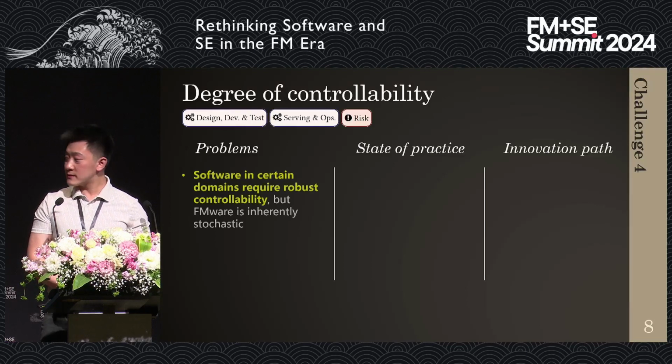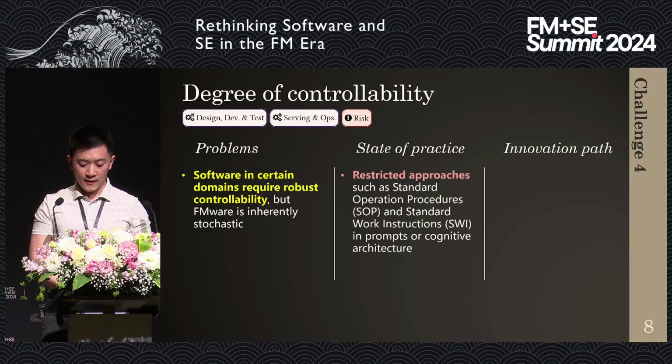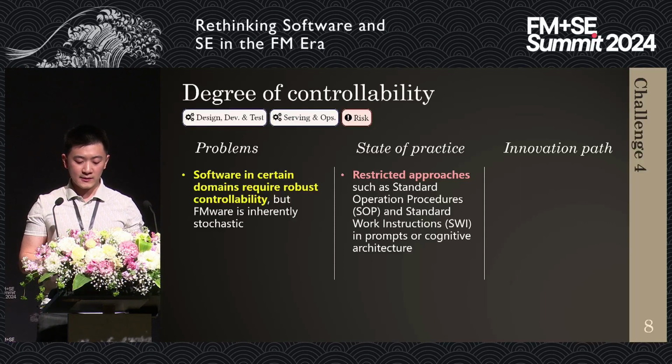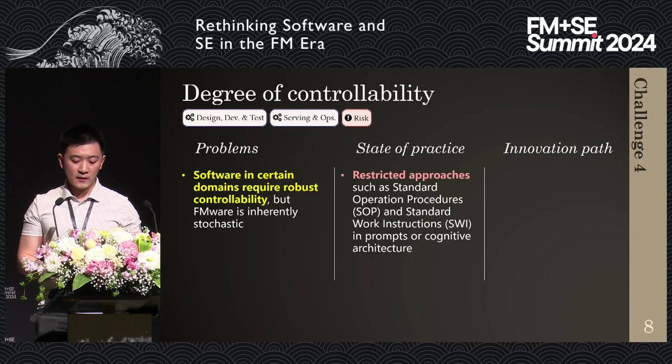So the state of practice is generally grouped into two categories of techniques. One is using restricted approaches, where we try to limit the autonomy of the foundation model by providing standard operating procedures, SOP, and standard work instructions, SWI, in prompts or through a state machine inside the cognitive architecture.